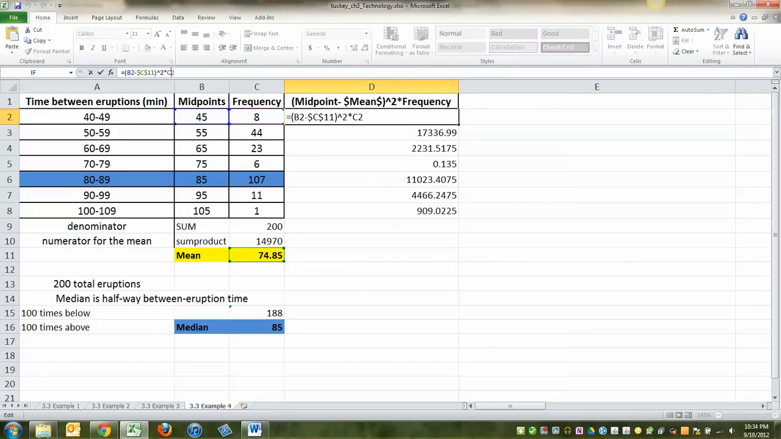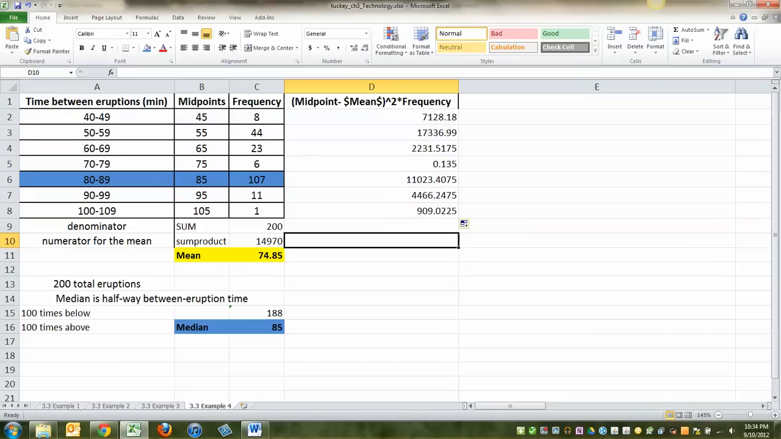Let me retype it so you can see. Okay. Equals parentheses, midpoint minus the mean. Press F4 to give the mean dollar signs because you don't want it to change. The mean is the mean no matter what. Then you close your parentheses. You square it. Then you times it by frequency. Enter. And then you drag it down. Okay. Now you're going to need the sum of this column as well. So I'm going to go over here and drag my sum. And it finds the sum of all of that.